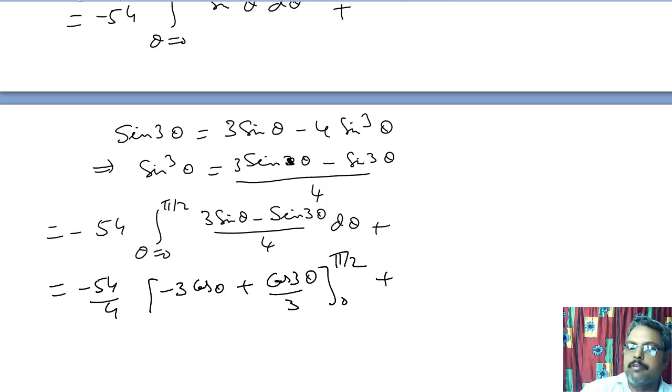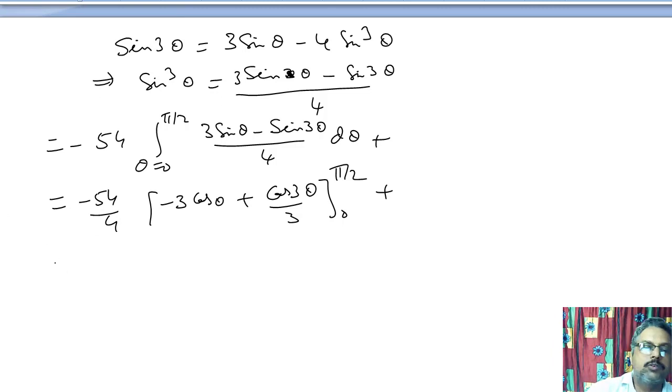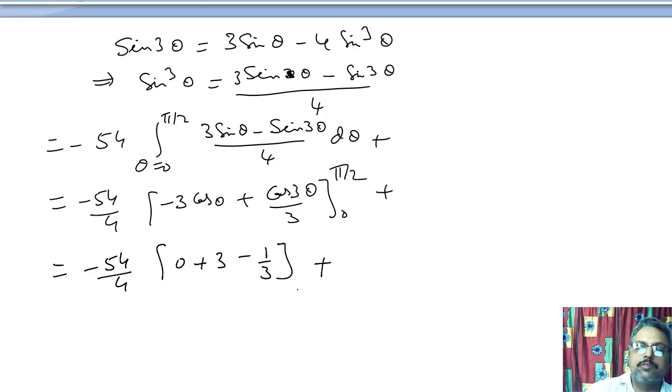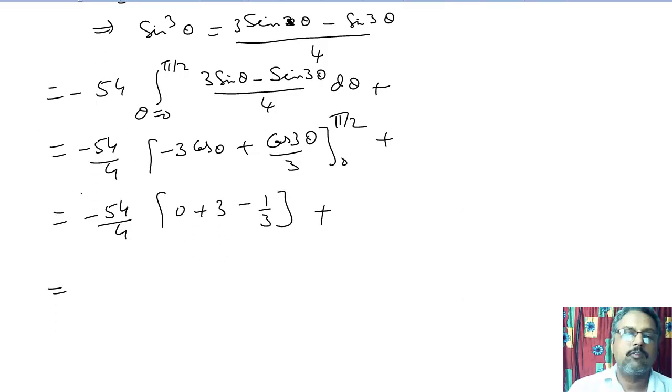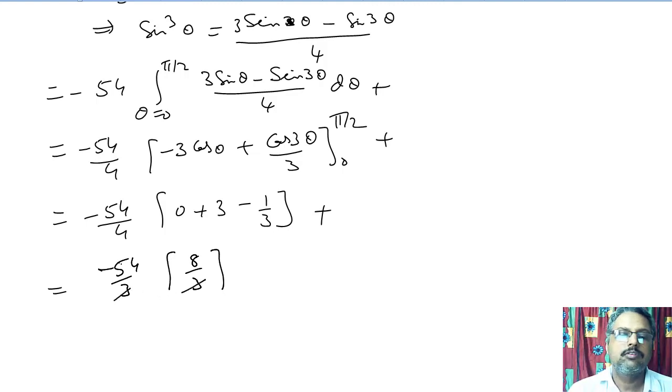Now what about the simplification? Minus 54 by 4 into, if you put theta equals pi by 2, cos pi by 2 is 0, this is also 0. If you put theta equals 0, minus 3, minus 1 by 3. So minus 54 by 4, 8 by 3. Minus 72. Okay. We will discuss the remaining part.